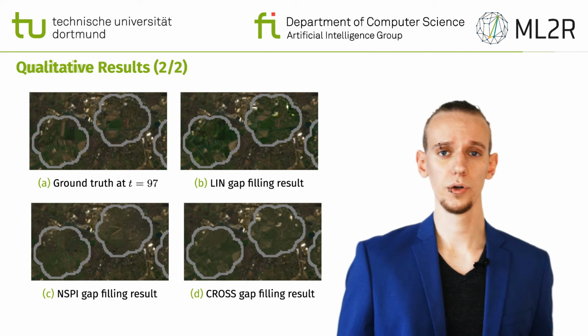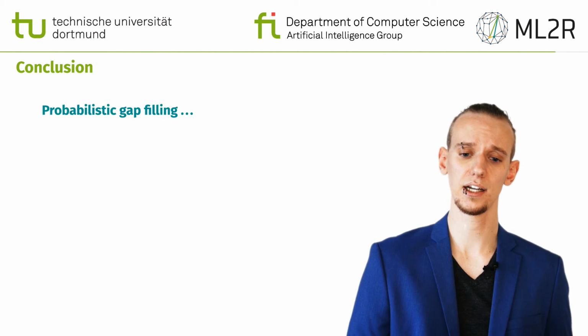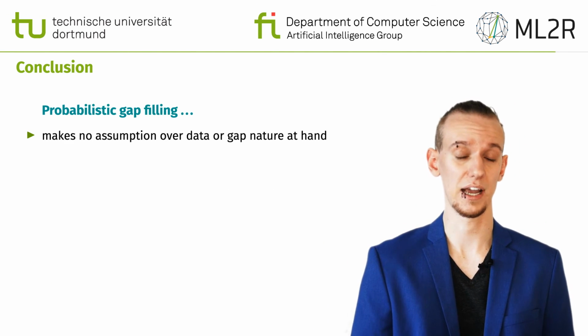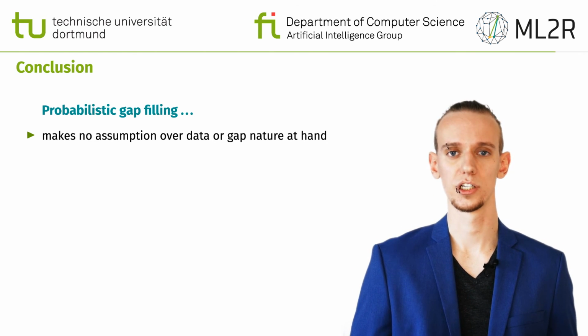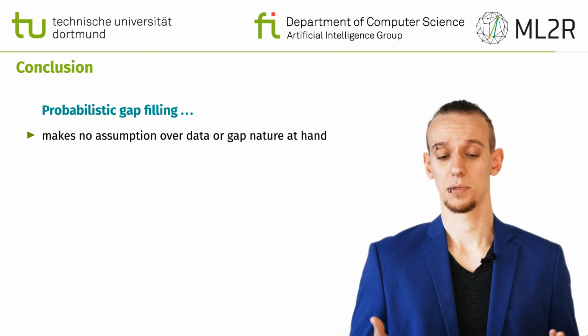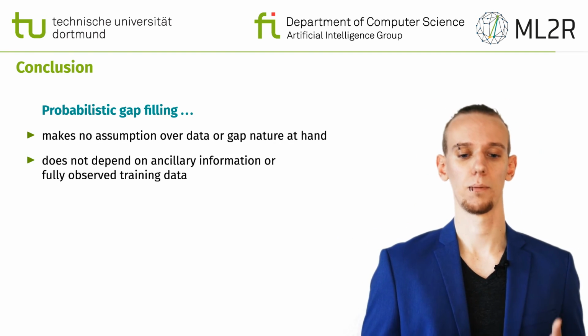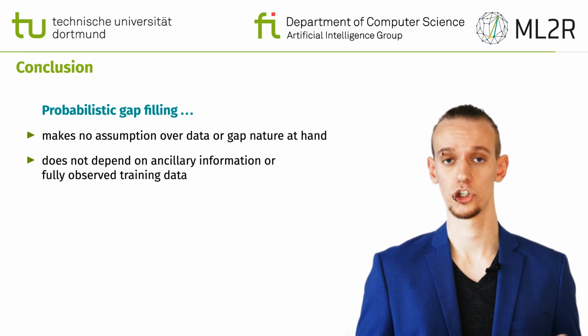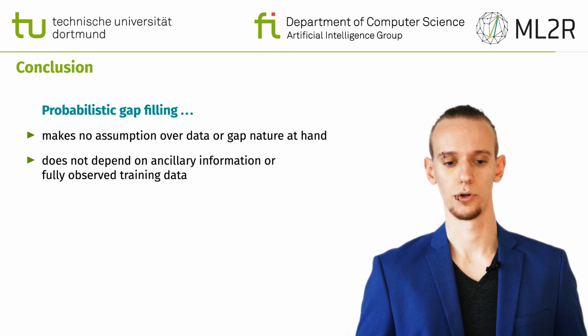So let us conclude and put it all together. Probabilistic gap filling makes no assumption over data or gap nature at hand. That's, I think, one of the most important things. There are a lot of literature approaches, but they all make some kind of assumption. We also do not depend on any ancillary information or fully observed training data, which is also a very good thing and makes us very different from other approaches.